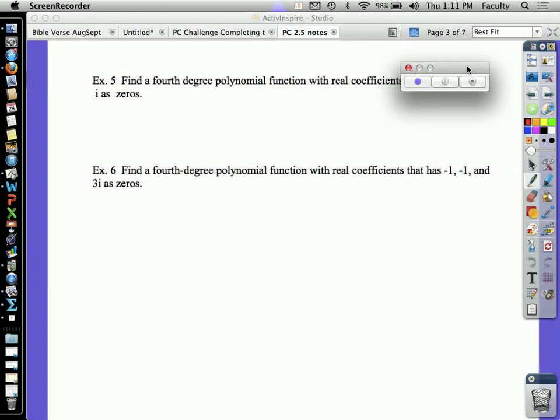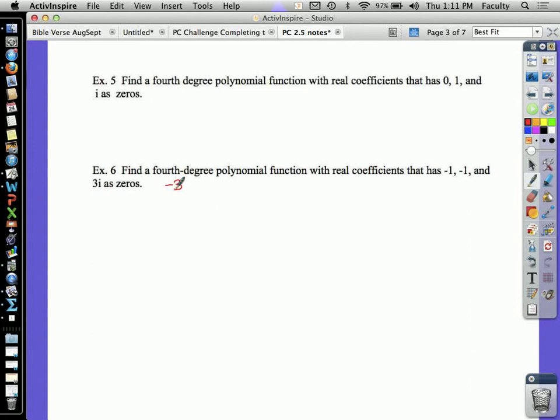All right, so here we go. We're going to continue with 2.5. Example 6 says find a fourth degree polynomial function with real coefficients that has -1, -1, and 3i as zeros. Now, based on what we learned yesterday, I know the fourth zero. What is it? -3i, because complex conjugates are zeros. So if you know one, you know the other.